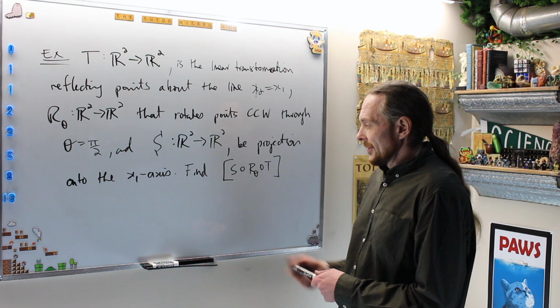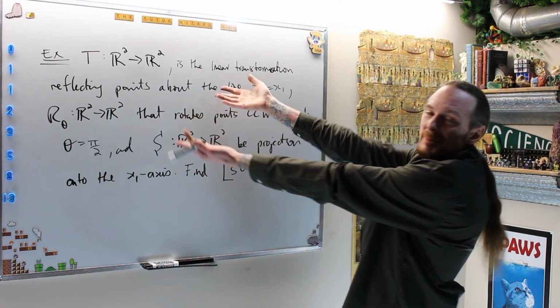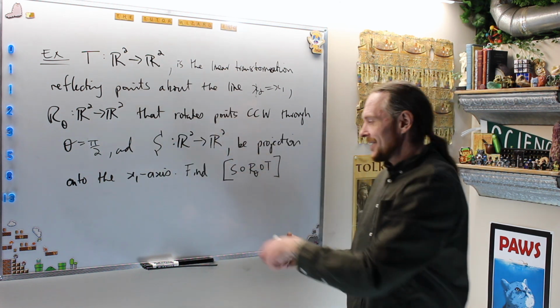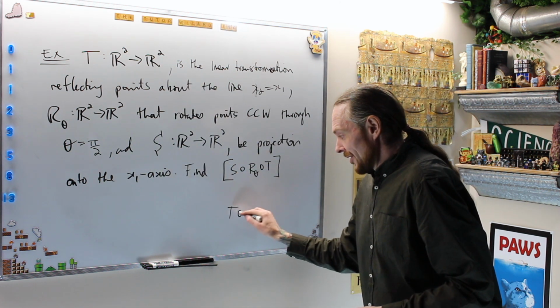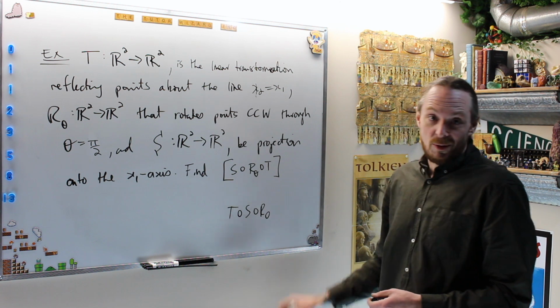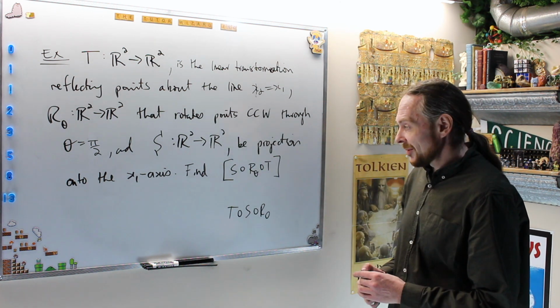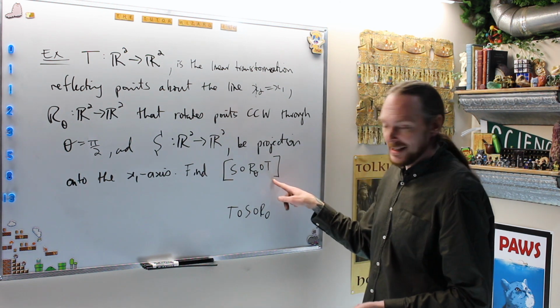Now that we've picked the order, I could have listed them in the problem differently, so be careful. I could have listed the three of them and then said find T following S following R. That's a different order, and that will move you to somewhere else. Composition is not commutative, neither is matrix multiplication. But now that I fixed it, I said find this one.